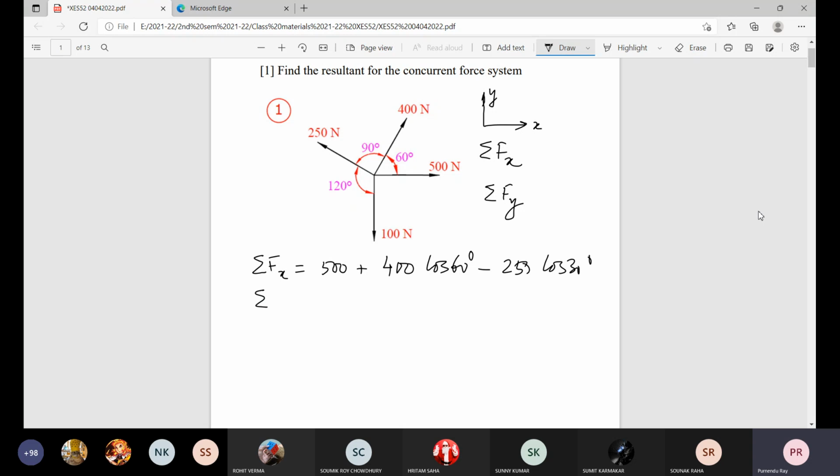For the algebraic summation of components of all forces along the positive y direction, for 500 there is no contribution. For 400 it is 400 sin 60 degree. Minus 100 Newton. For 250, it is not minus, it is plus 250 sin 30. And the 100 Newton will be minus. So what about the individual values?